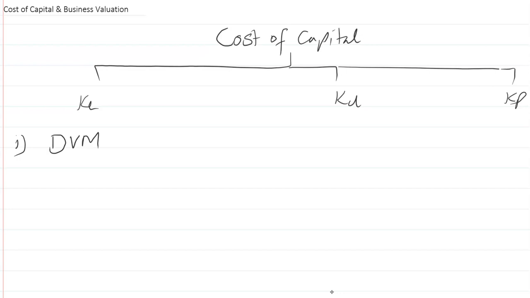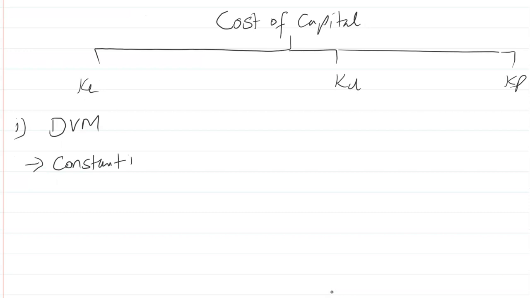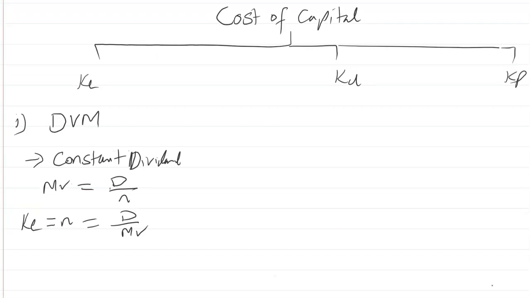In dividend valuation model, there are two assumptions to calculate present value of future cash flows. First is constant dividend. If dividends are constant, present value of future cash flow is dividend divided by required return, and present value of all future cash flow is equal to market value. So if market value is given, dividend divided by market value is equal to required return, and another name of required return is cost of equity.